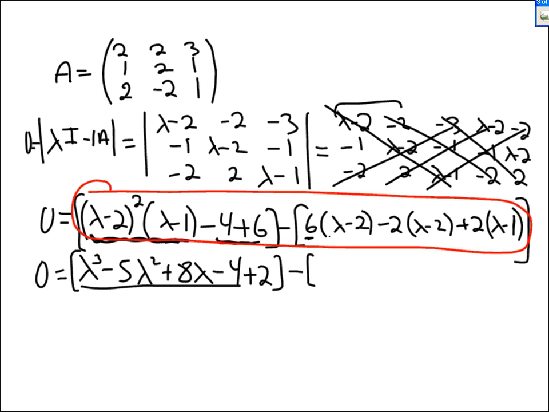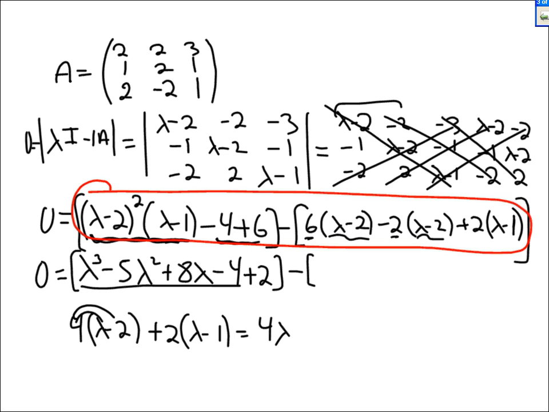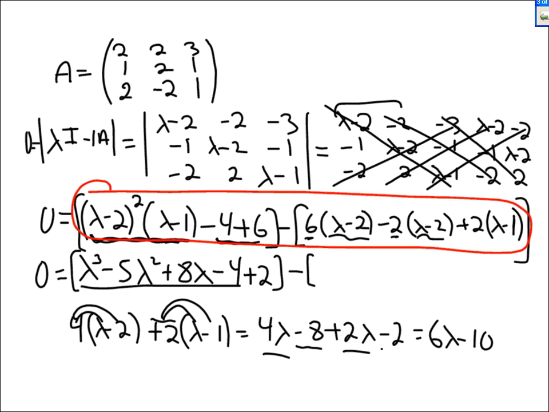Okay. I have 6 of these, and I'm taking away 2 of the same thing. So I have 4 of them. 4 times lambda minus 2. And as it says at the end, I'm adding on 2 times lambda minus 1. So I have 4 lambda minus 8 plus 2 lambda minus 2. So I'm left with 6 lambda minus 10. 4 plus 2 is 6. You take away 8, you take away 2 more, you took away 10. 6 lambda minus 10.